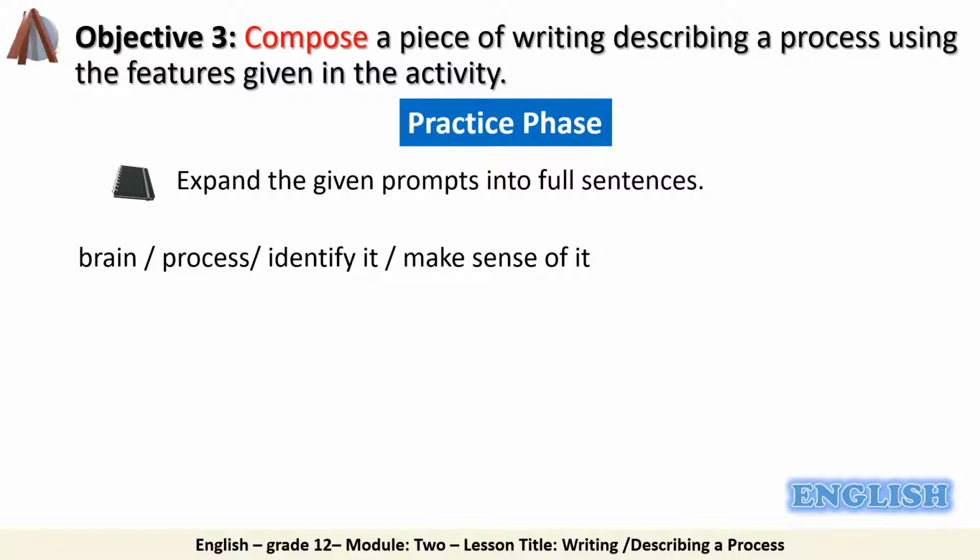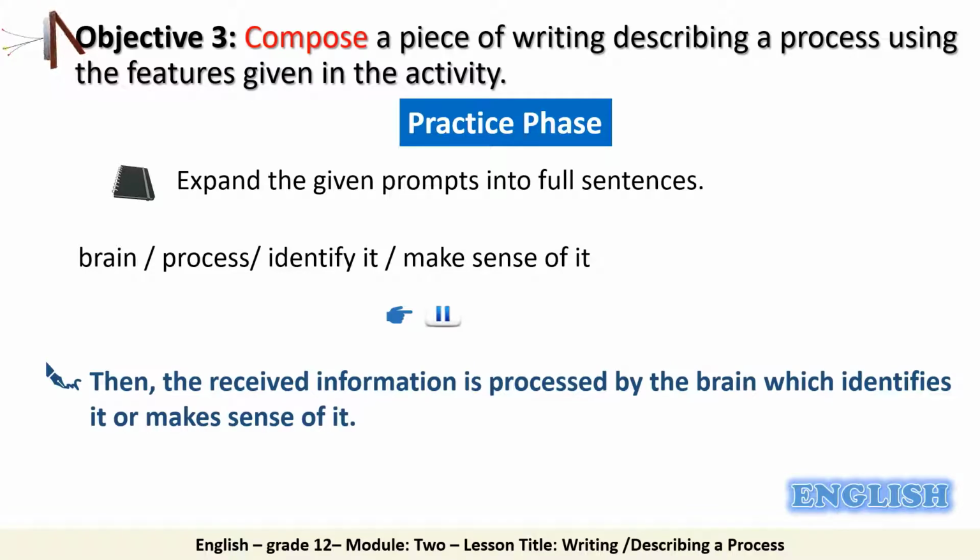Now use the following notes: brain, process, identify it, make sense of it. So pause this video here and write your sentence. Very good. Let's see the example. You can write, then the received information is processed by the brain, which identifies it or makes sense of it.